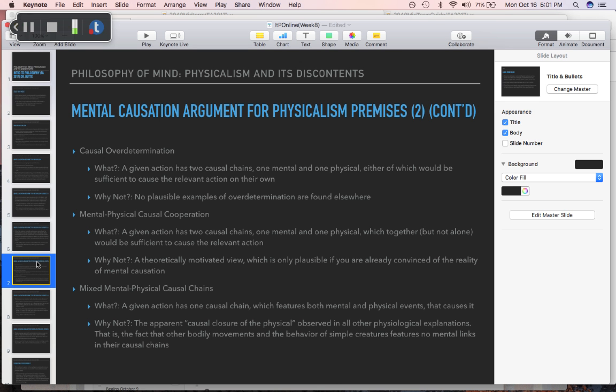Mental physical causal cooperation: a given action has two causal chains, one mental and one physical, which together, but not alone, would be sufficient to cause the relevant action. It's kind of hard to imagine this one in terms of dominoes, but you can imagine two different colors of domino, arranged so that it alternates, blue, red, blue, red, blue, red, right? Blue, let's say, is physical, red is mental, and it's spaced such that if you removed one of the red ones, the blue one would fall and it wouldn't reach the next blue one. Right, it wouldn't work. You have to have all of them together. So in this case, you have to have both causal chains working in conjunction to get the relevant physical action.